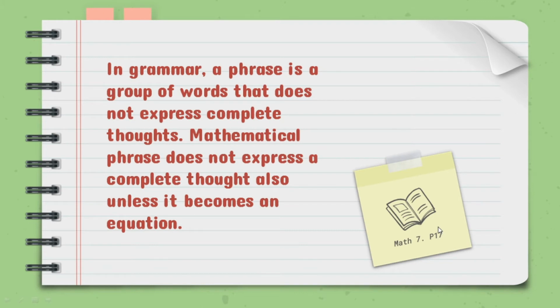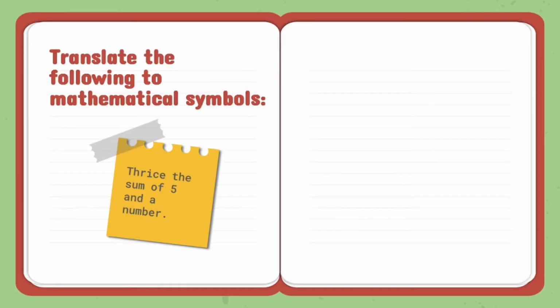Now, in grammar, a phrase is a group of words that does not express a complete thought. A mathematical phrase does not express a complete thought also unless it becomes an equation. So, ang mathematical phrase daw, hindi din siya nag-eexpress ng complete thought unless na meron na siyang equal sign. Now, let's try to translate the following mathematical phrases to symbols. So, let's try this one.